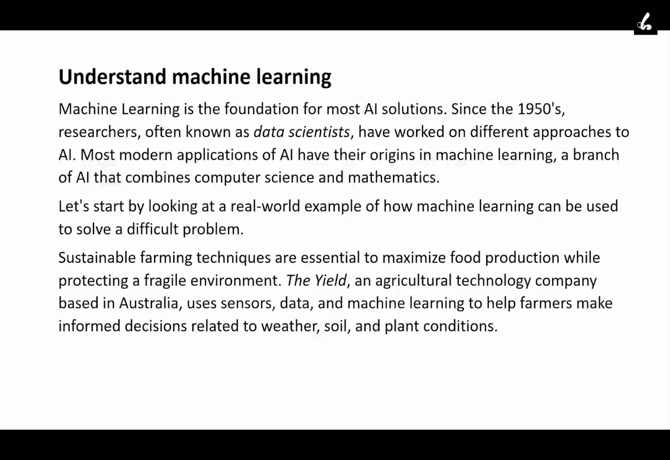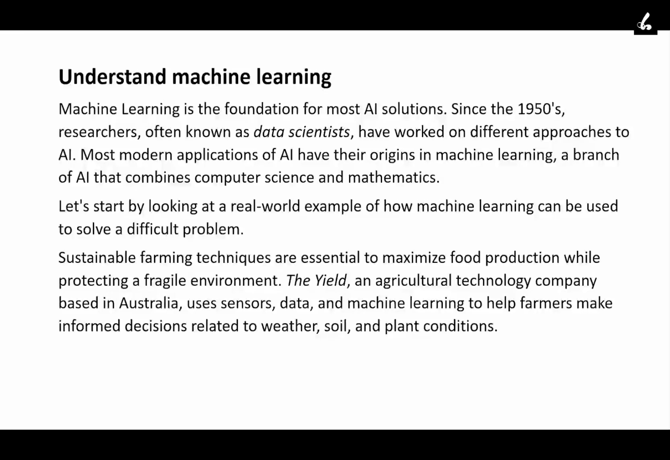And now we are moving forward with machine learning by taking some real world examples, so it will be easier for us to understand more about machine learning. So for taking one example, we have taken the example of a sustainable farming technique.